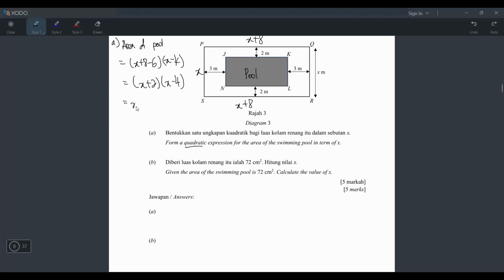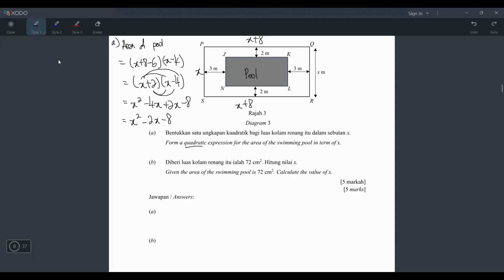Okay, so X times X will be X squared. X times negative 4 is negative 4X. 2 times X is 2X. 2 times negative 4 is negative 8. Now you get X squared minus 2X minus 8, right? So that should be the area of the pool.